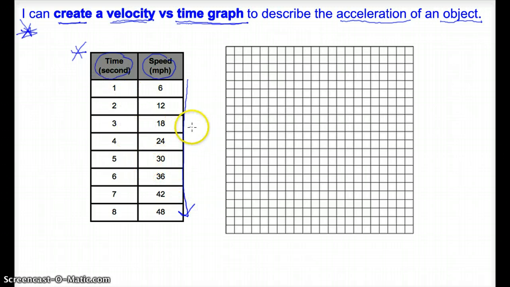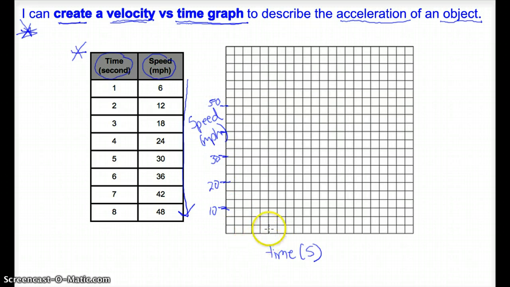So let's graph it. Let's go ahead and put speed over on the y-axis. Of course, that's in miles per hour. And then time in seconds on the x-axis. Maybe we can go up here by every third. So we have 10, 20, 30, this will be 40, and this will be 50. Okay, and it could go up from there.